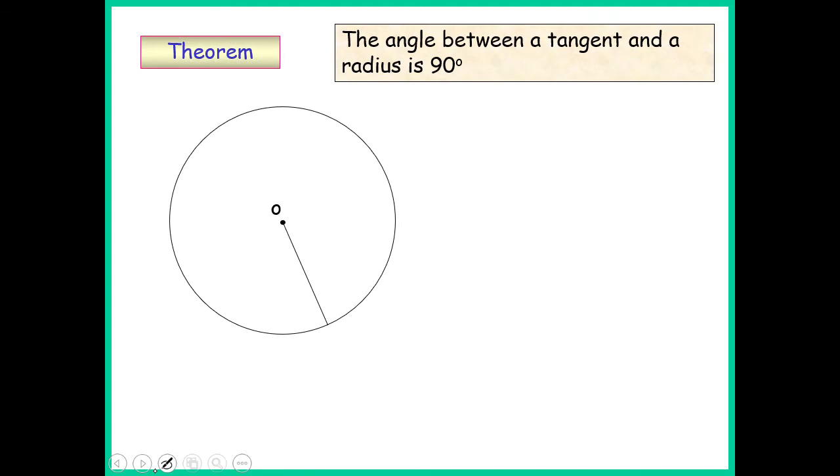Let's start with what are tangents? Wat is 'n raaklyn?